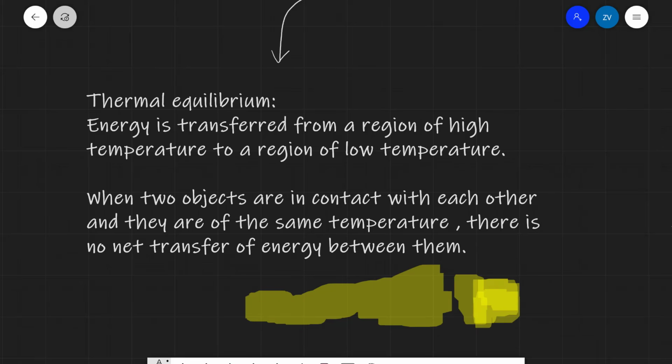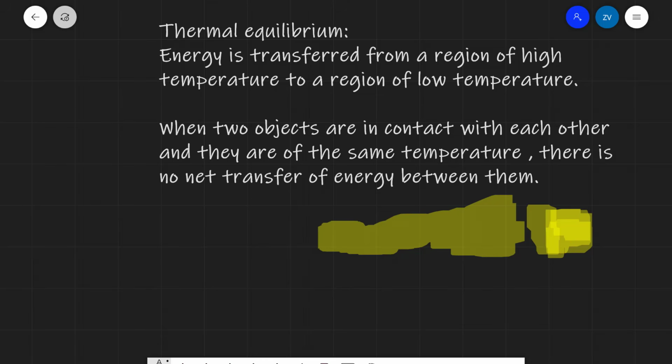Now, when two objects are in contact with each other and they're of the same temperature, there's no net transfer of energy between them. So in general, if I had two objects in contact, let's say I have object A over here, then I have object B just here, they're in contact with one another. They're going to transfer heat until they're both at the same temperature. So the hotter object will tend to get a little bit cooler, and the cooler object will tend to get a little bit hotter.